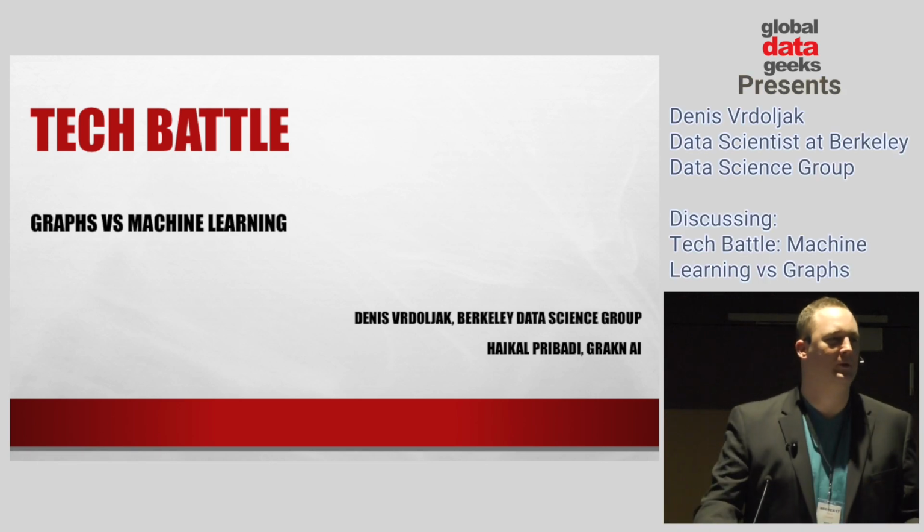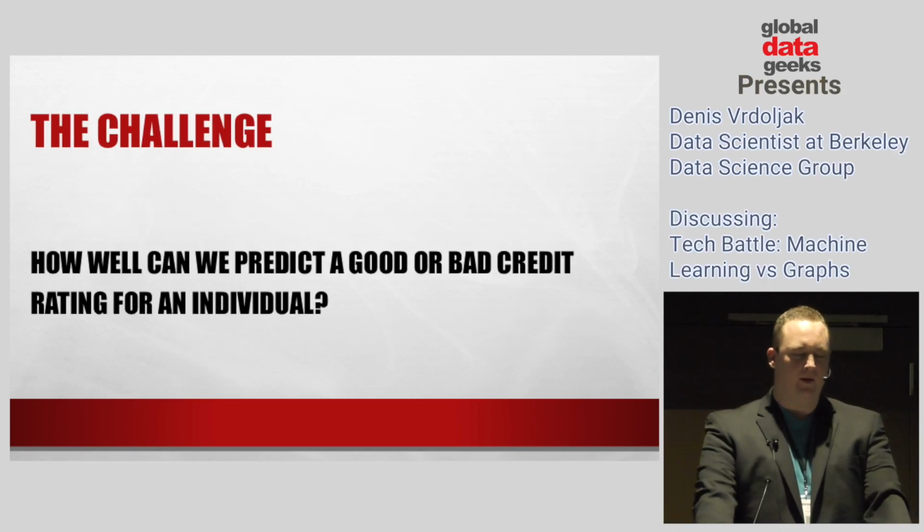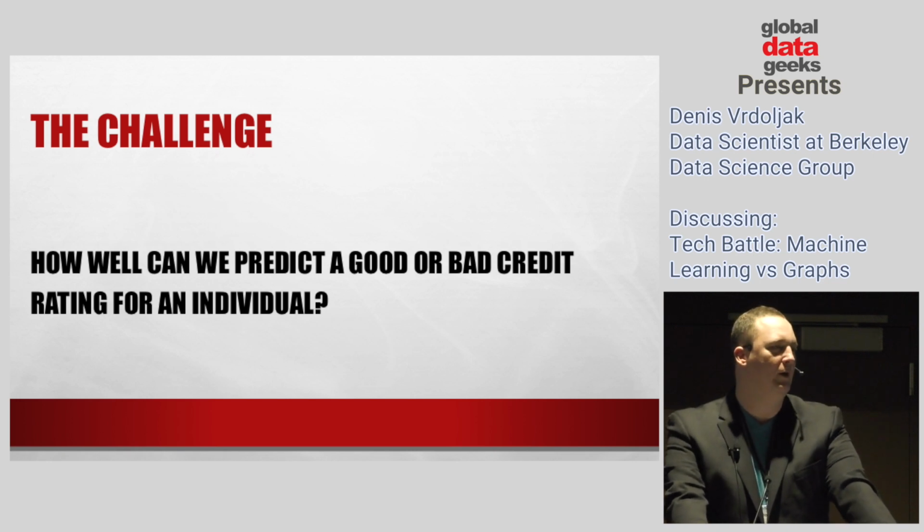So yeah, will graphs or machine learning win? Which one will come out on top? The challenge is whether we can predict good or bad individuals for credit.